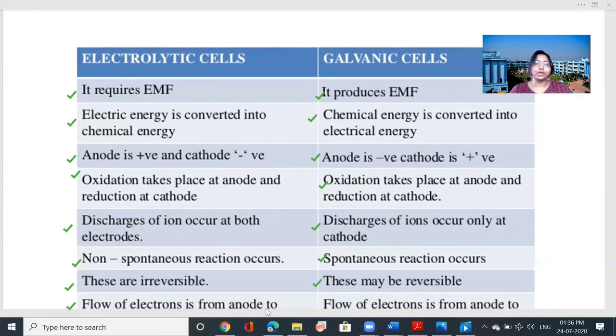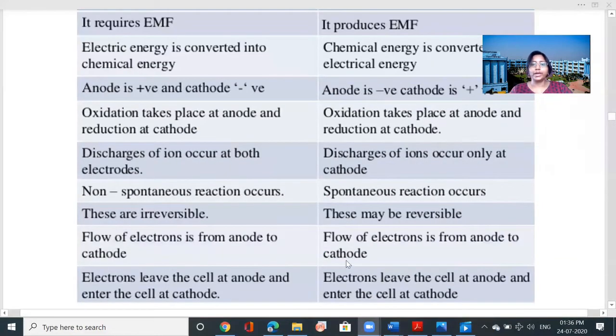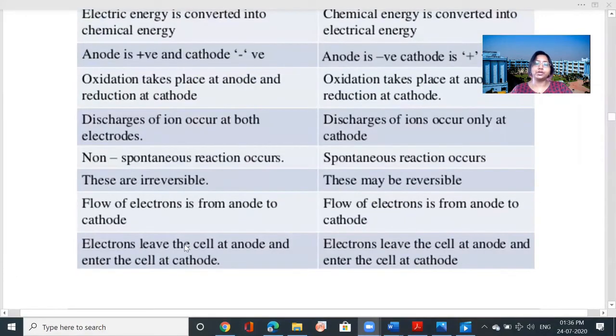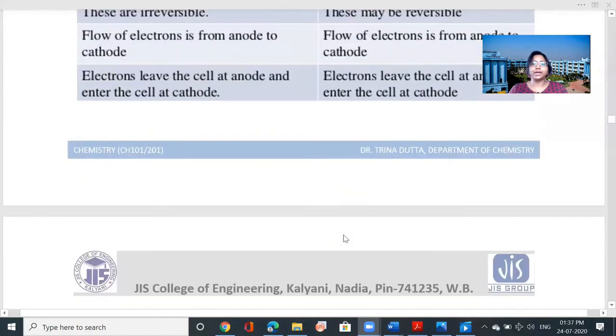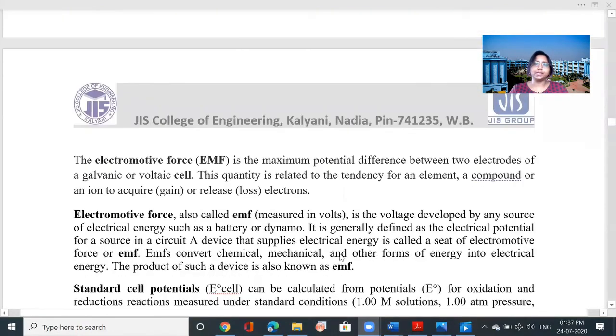The flow of electrons is from anode to cathode. Here also the flow of electrons is from anode to cathode. The last point: electrons leave the cell at the anode and enter the cell at the cathode. And here too, electrons leave the cell at the anode and enter the cell at the cathode. Okay, so I hope that you have understood the differences between the electrolytic cell and the galvanic cell.